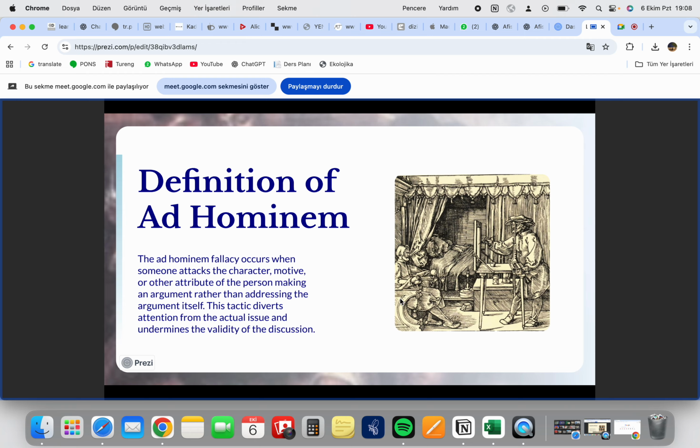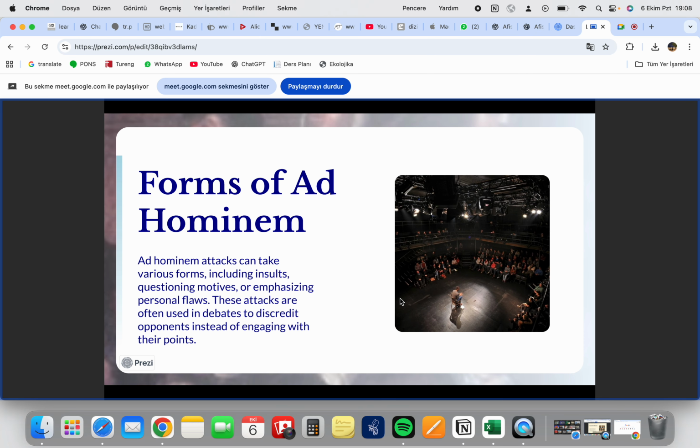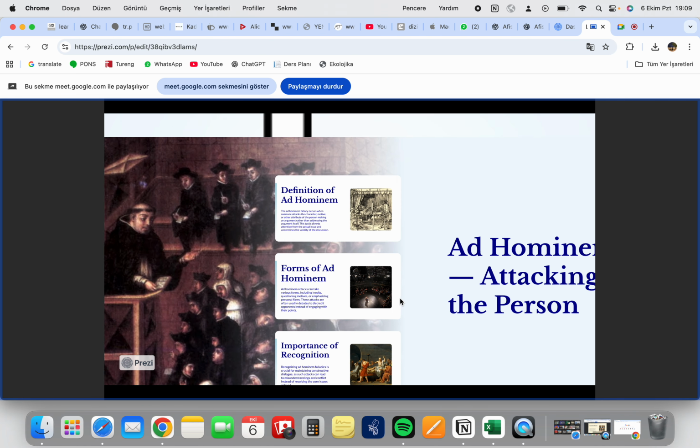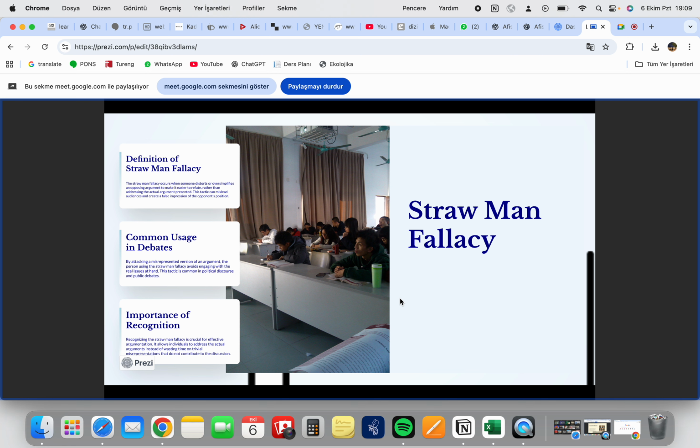Okay, it was the definition of ad hominem. There are forms of ad hominem, like I said, and there is strawman. It means misrepresenting the argument. Okay, now let's move to our second fallacy. Imagine you build a fake version of your opponent made of straw, because it's easier to attack than the real person, okay? That's exactly what this fallacy does. It happens when someone changes another person's argument, making it easier to destroy.